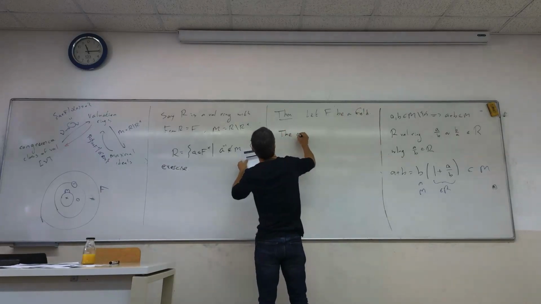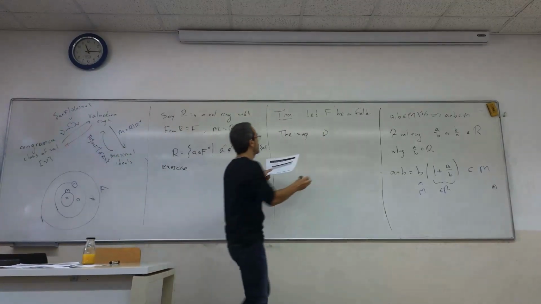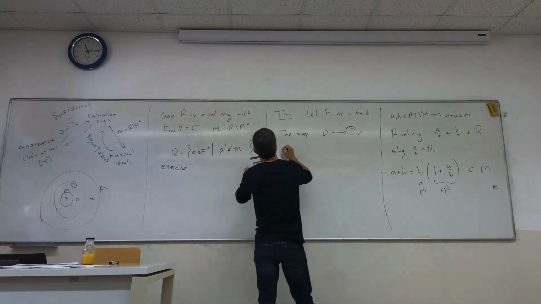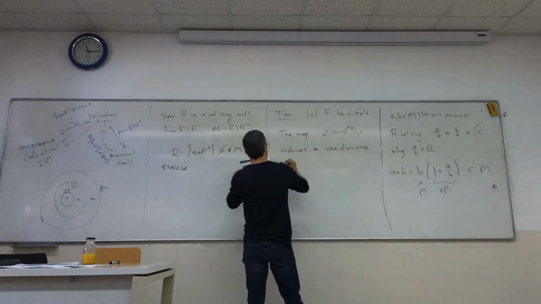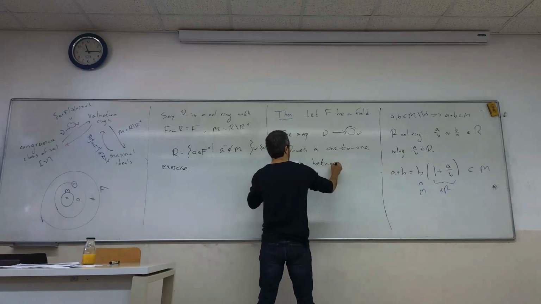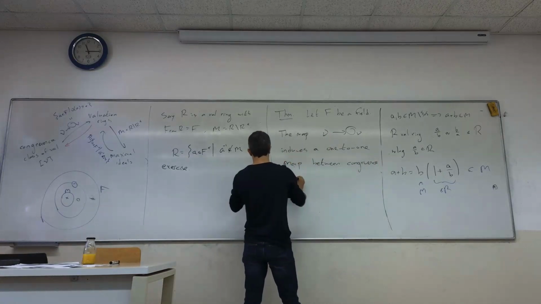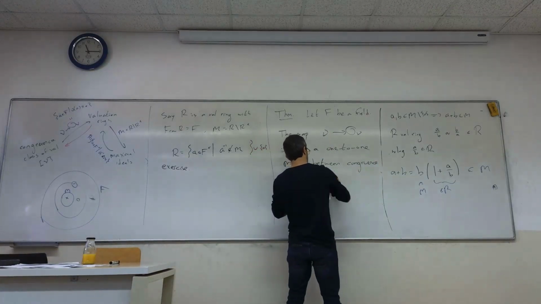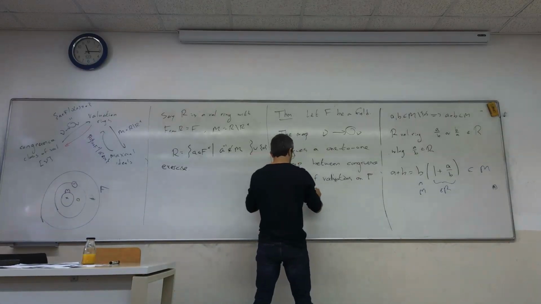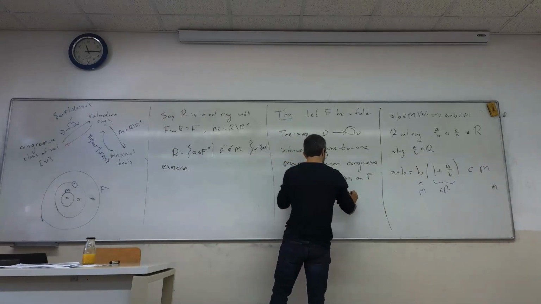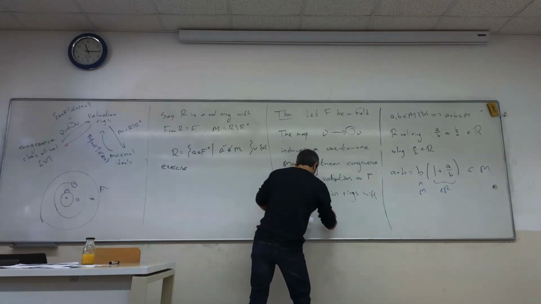The map that sends a valuation to a valuation ring, the map that we talked about, induces a one-to-one map between congruence classes of valuations on F and valuation rings with fraction field F.